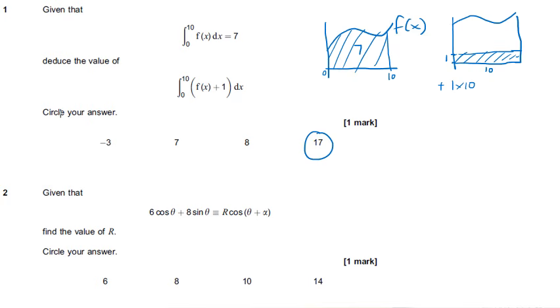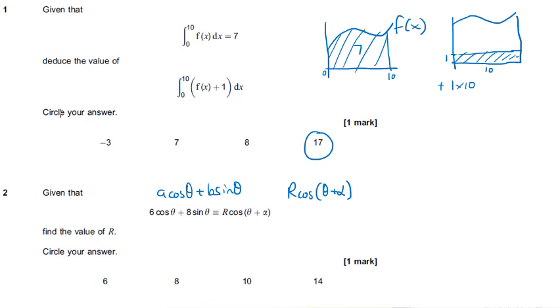Part 2, 6 cos theta plus 8 sin theta equals r cos theta plus alpha. So the general technique if you're adding together terms like this is to write it as cosine or sine and then use the compound angle formulae. Now you might just know the answer to this, but I'll just write it a bit more clearly.